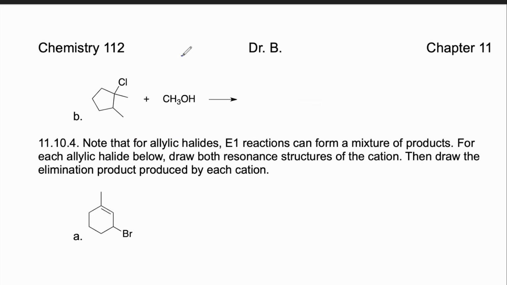We have a similar thing here, a very mild base that's letting the leaving group leave first. We have a few different neighbors to pick on. The most substituted neighbor will give us the most substituted alkene product. So that is the major one that is going to form.